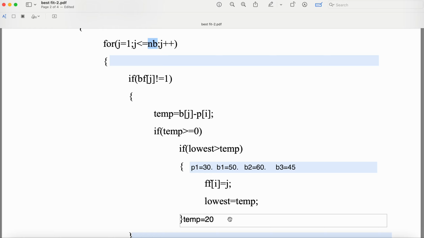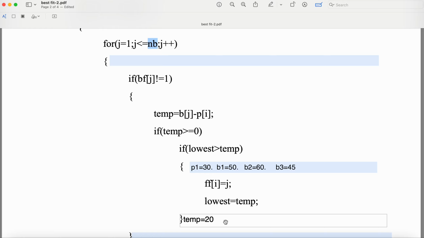Next, what is the condition? If you observe here, if temp is greater than or equal to 0. This if has only one condition, so that's why we didn't use any curly braces. If you want, we can use the curly brace here, and after this, just close the curly brace.